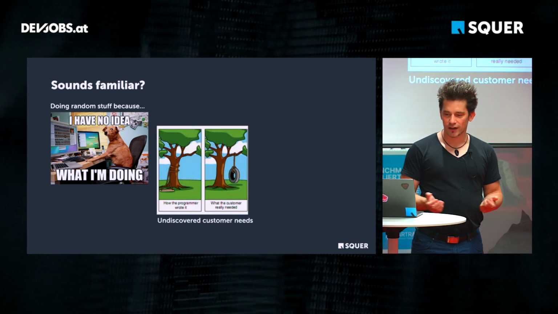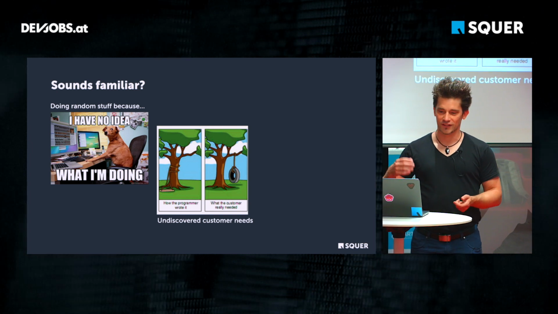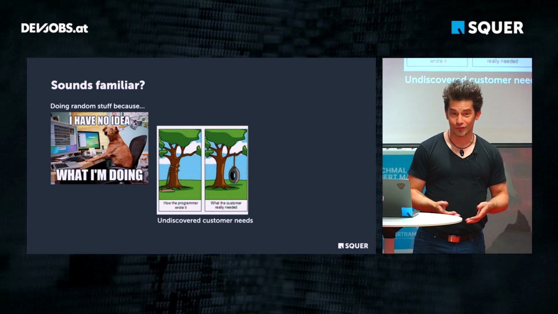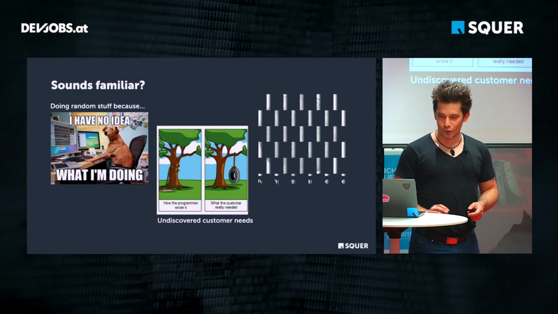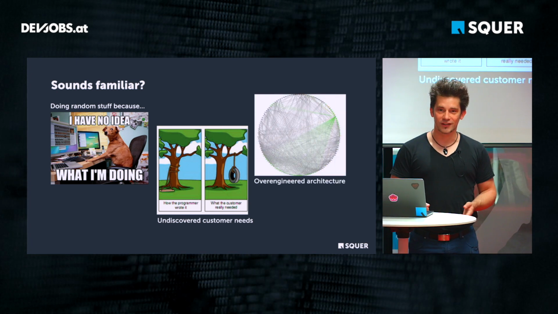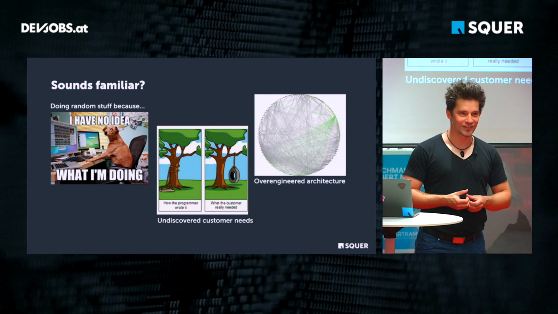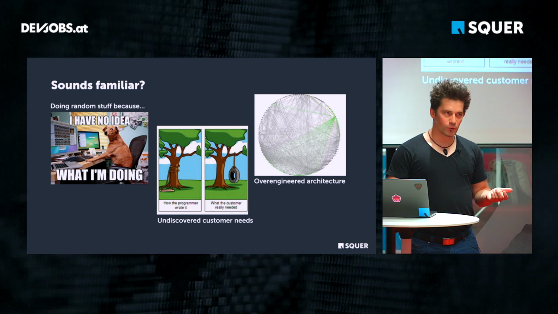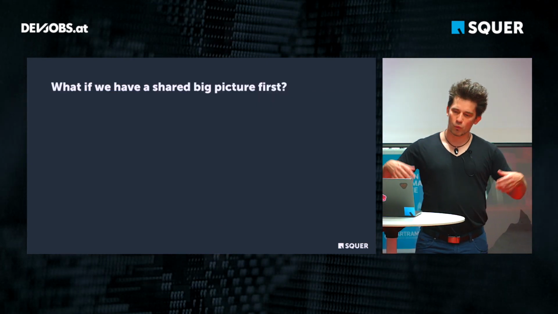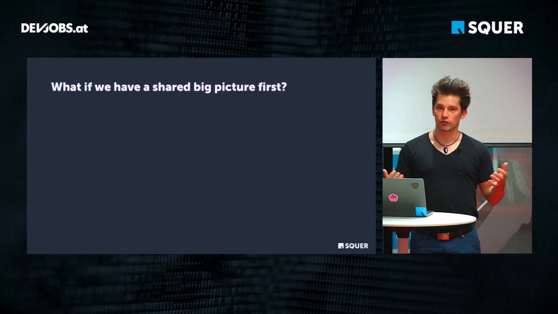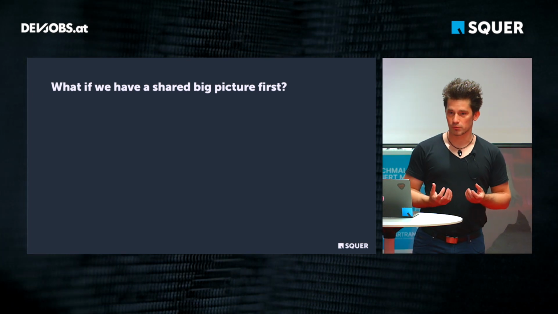We have things like undiscovered customer needs that we failed to discover. And worst of all, we have over-engineered architecture, like this microservice death star or something like this. The question is more like, what if we have a shared big picture, all of us working on a project?